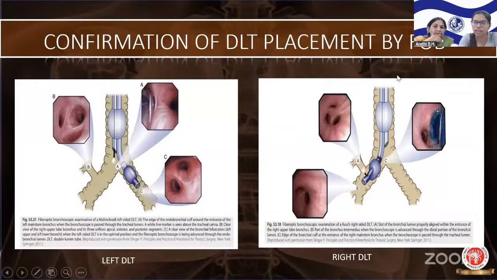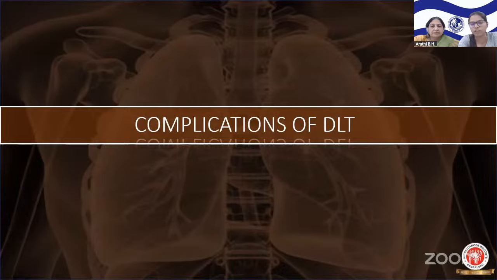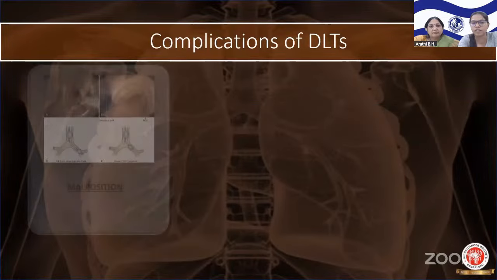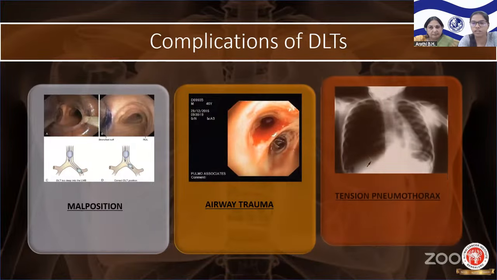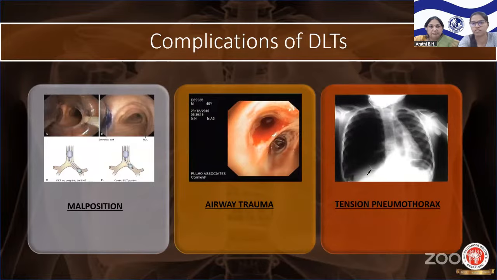And again, we insert it into the bronchial lumen of the double lumen tube to confirm it is in the right side bronchus by visualizing the right upper lobe, middle lobe, and lower lobe orifices. So what are the complications of DLT? The most common complication is malposition, then airway trauma, and the last one is tension pneumothorax.